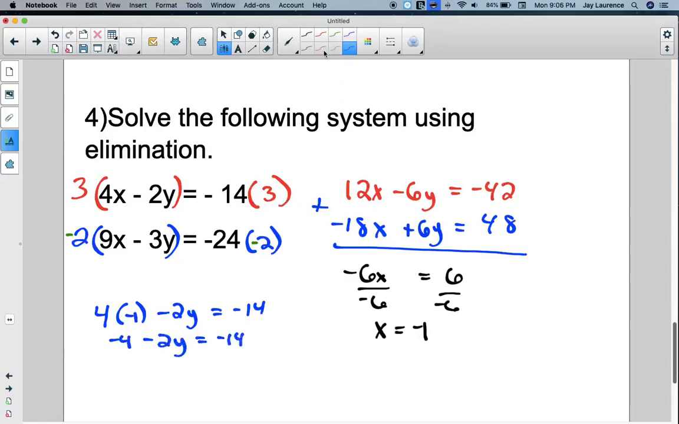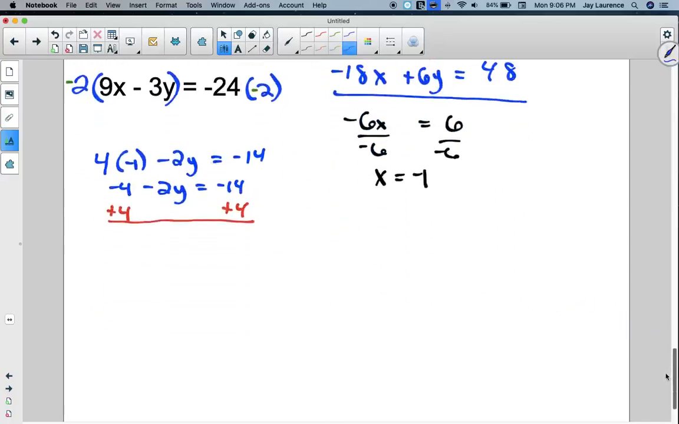And then I'm going to add 4 to both sides. And that will give me the equation. Let me get a little more space here. Negative 2y equals negative 10. Dividing by negative 2 will tell me that y equals 5. So I know these two lines intersect at the point negative 1, 5.